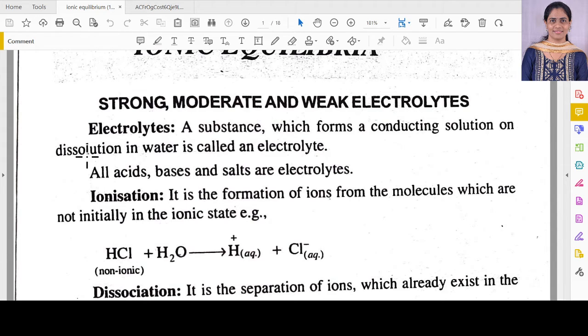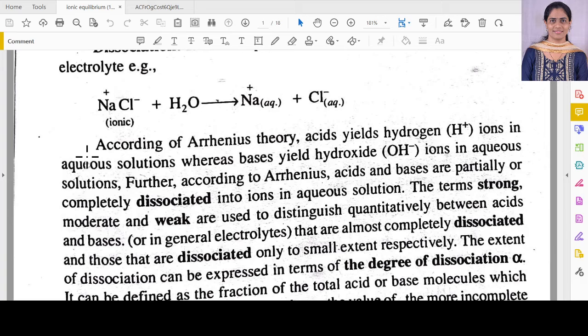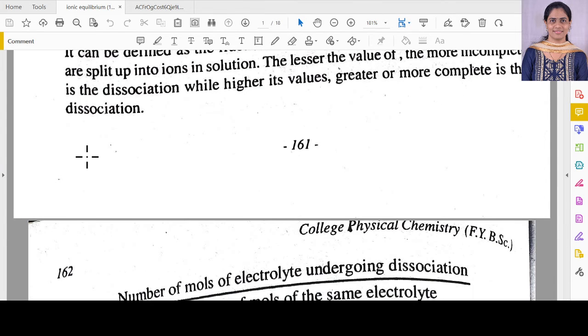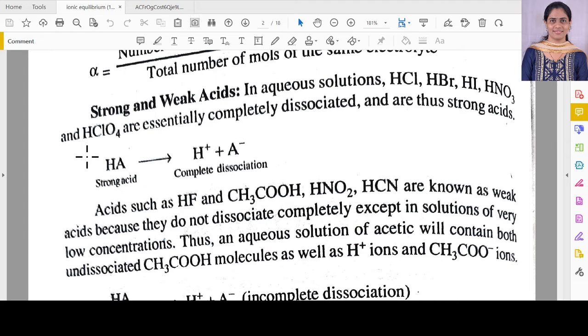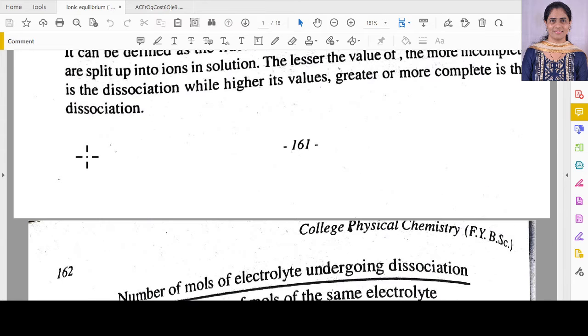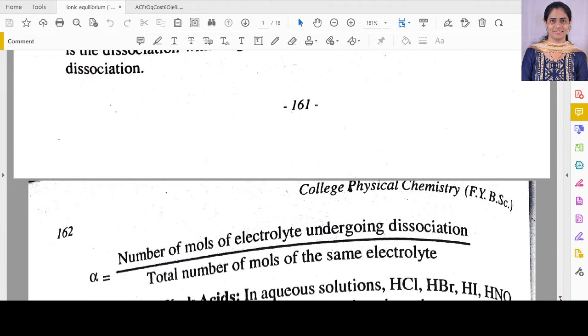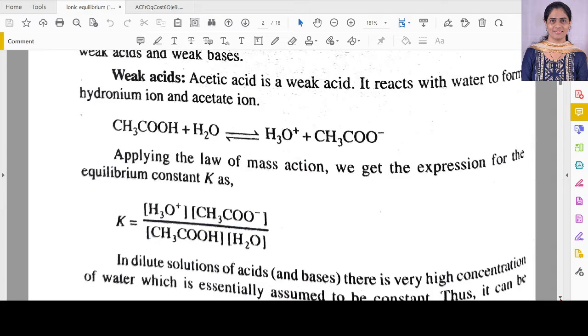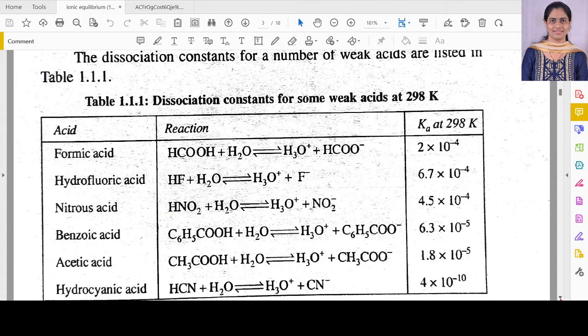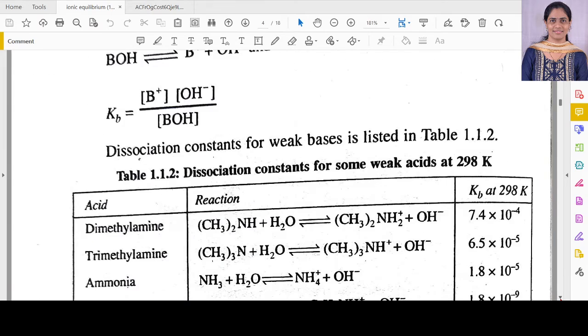So all the bases, acids, salts are the electrolytes, and based on that we have seen the strong and weak acids and bases concept. So remember the examples under strong, remember examples under weak. Then degree of dissociation we have seen: it is the number of moles of electrolyte undergoing dissociation divided by the total number of moles present in the solution. That is degree of dissociation, and from that, dissociation constant values also we have seen.